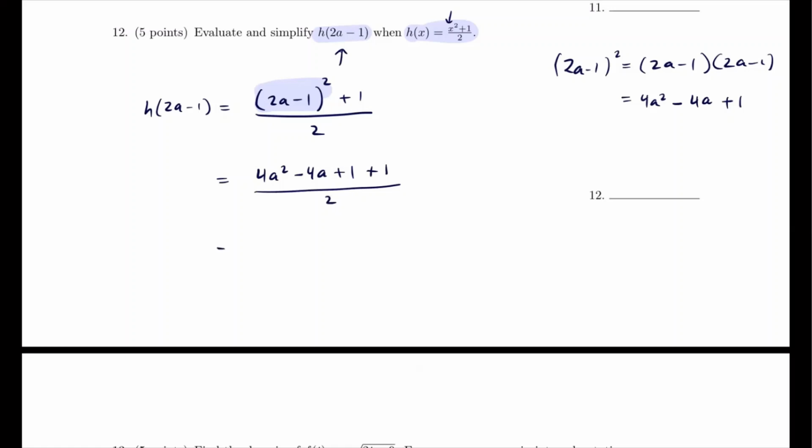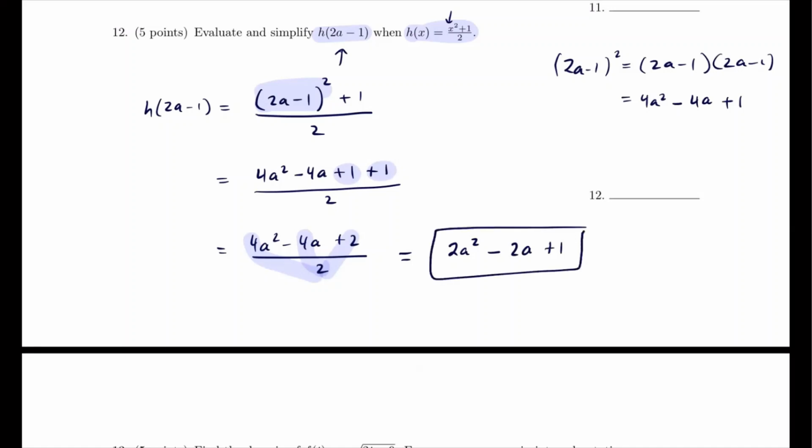Then we combine like terms. So the only like terms I see here are the constants. So we will have 4a squared minus 4a plus 2 all over 2. Now we can divide each of these terms by 2. So that leaves us with our final answer: 4a squared divided by 2, that's 2a squared, minus 4a divided by 2, that's negative 2a, and then plus 2 over 2, that's plus 1. So there you have it, that's your final simplified answer.